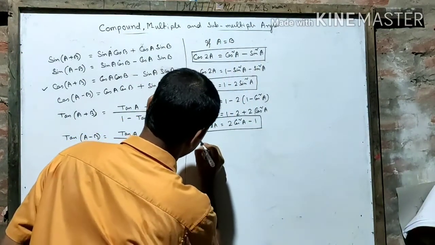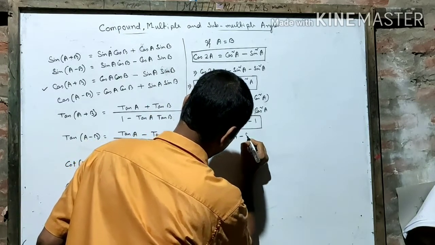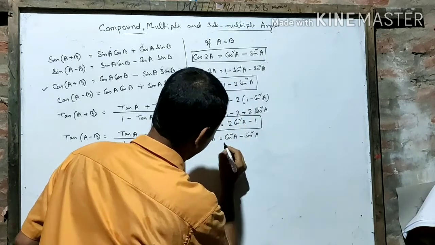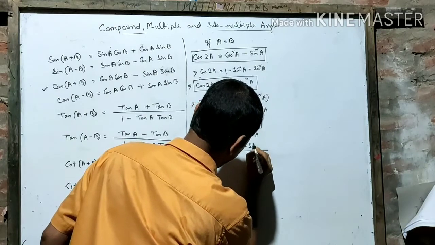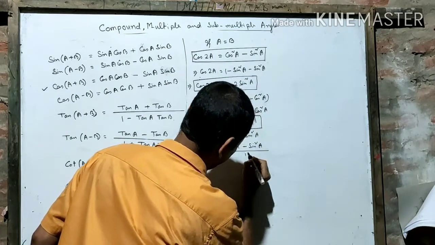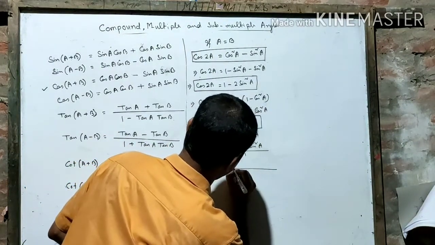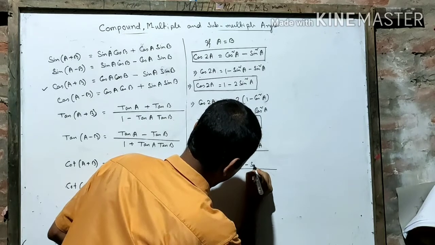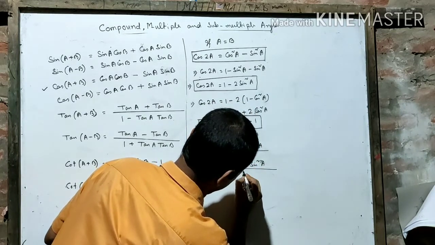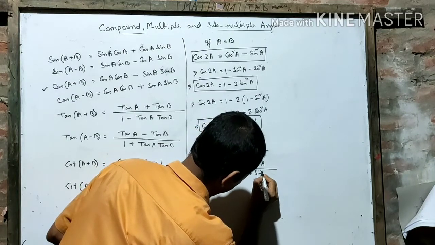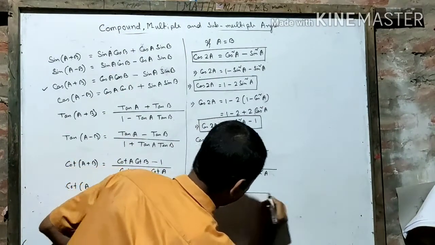Again, cos twice A is equal to cos square A minus sin square A. You may give 1 to the denominator. There is no harm in writing 1 in the denominator. Okay? And this 1 may be written as cos square A plus sin square A. Okay. Let us divide both numerator and denominator by cos square A.